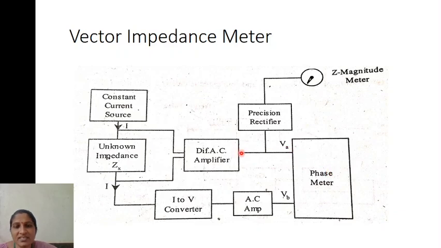For determination of magnitude, this voltage is given to the precision rectifier. From the precision rectifier, it is connected to the Z magnitude meter, so that the impedance can be measured here. So this is the impedance and this is the phase angle. Z at an angle phi indicates the impedance. You can measure the impedance by using this vector impedance meter.